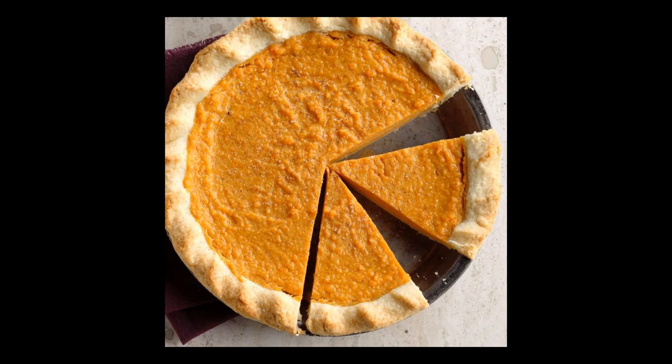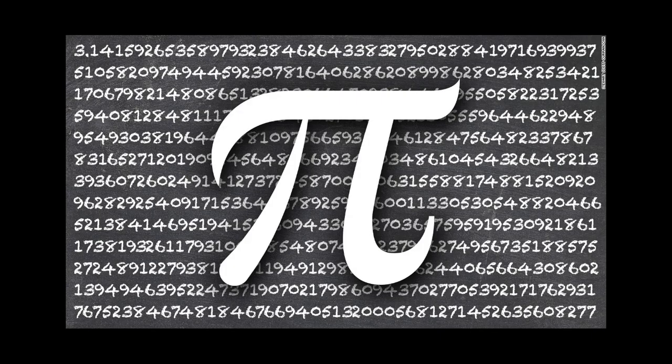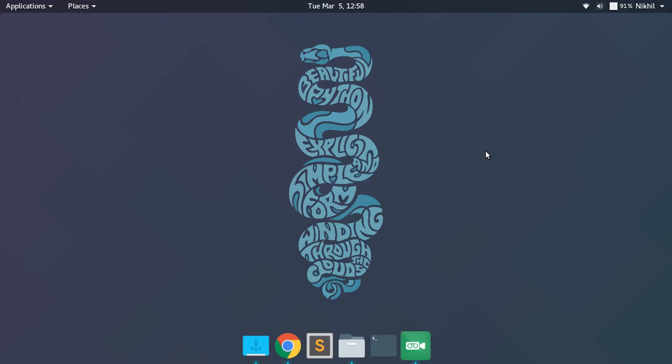Pi, not this one, but this one, is a magical mathematical constant. And in this video, I'm going to show you a way to estimate the value of pi by running a simple simulation using the Python programming language. So without any delay, let's get started.